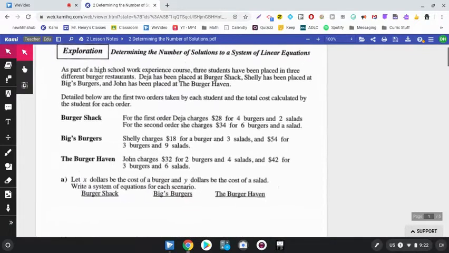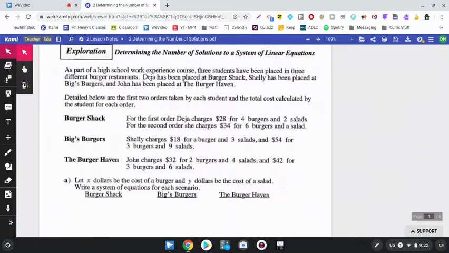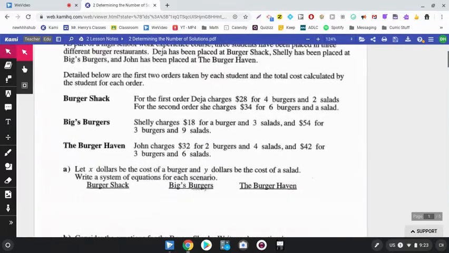As part of a high school work experience course, 3 students have been placed in 3 different burger restaurants. Deha has been placed at Burger Shack, Shelly at Big's Burgers, and John at Burger Haven. Detailed below are the first 2 orders taken by each student and the total cost calculated by the student for each order. This is similar to yesterday, with admission prices where we had the cost of an adult ticket and the cost of a child. Here, we're talking about the cost of burgers and salads.